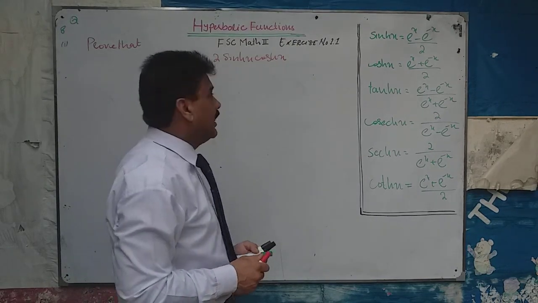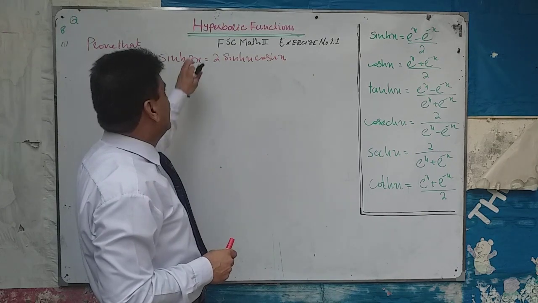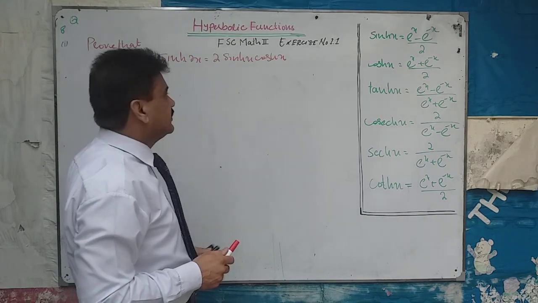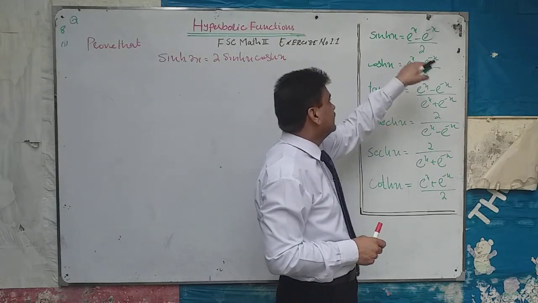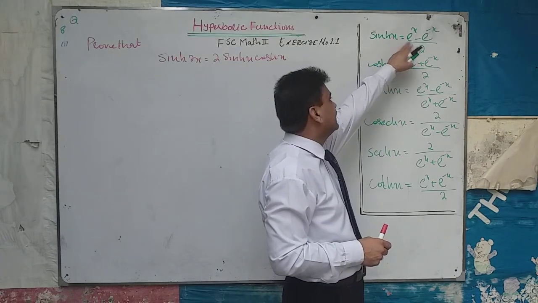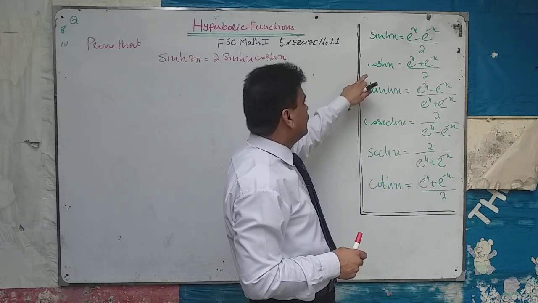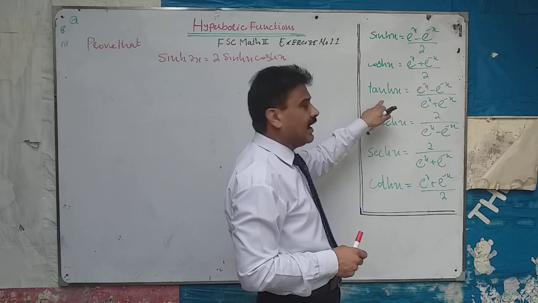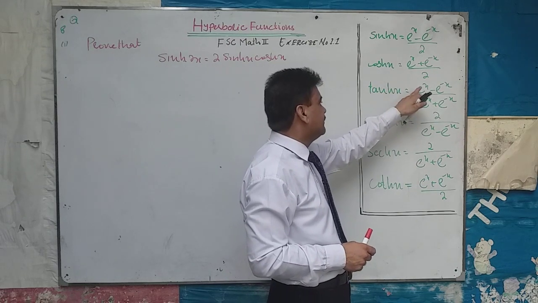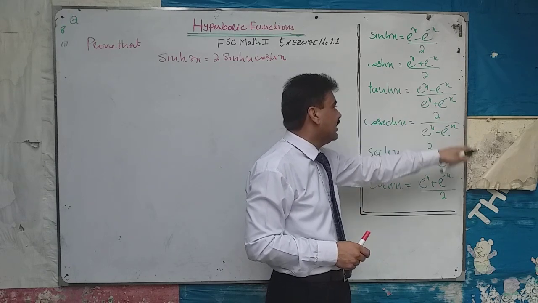Today in this video we have to solve some problems in hyperbolic functions. Hyperbolic functions, just like trigonometric functions, can be written in terms of exponential functions. Sin hyperbolic x is equal to (e raised power x minus e raised power minus x) by 2, and cos hyperbolic x will be equal to (e raised power x plus e raised power minus x) by 2. Tan hyperbolic x is equal to (e raised power x minus e raised power minus x) over (e raised power x plus e raised power minus x).